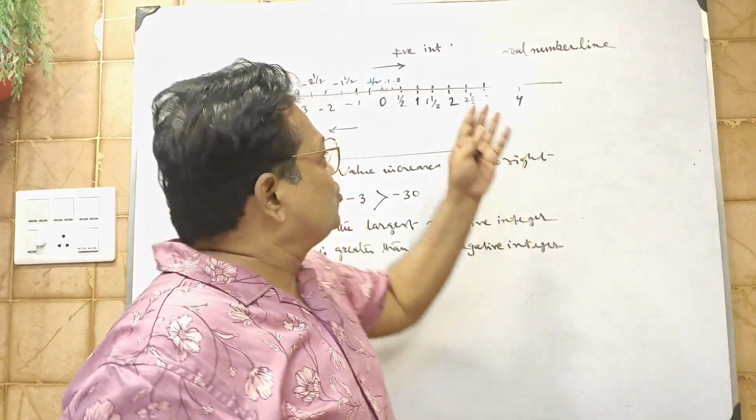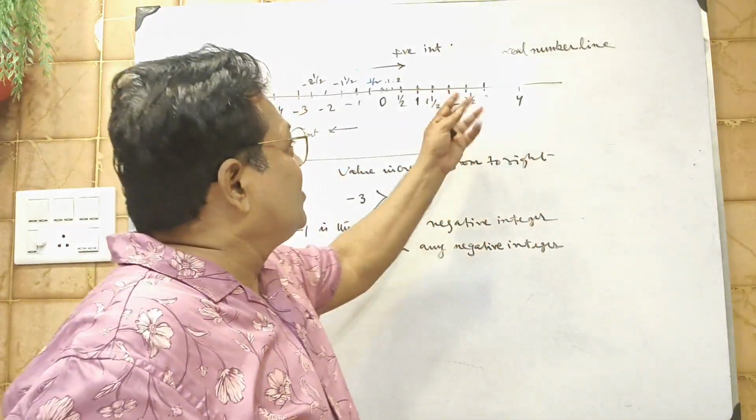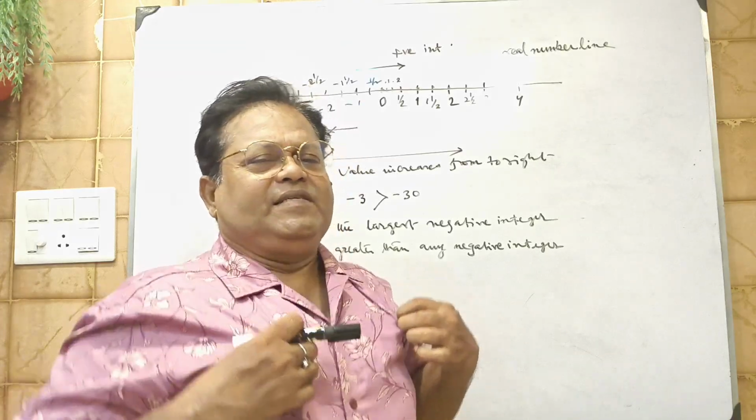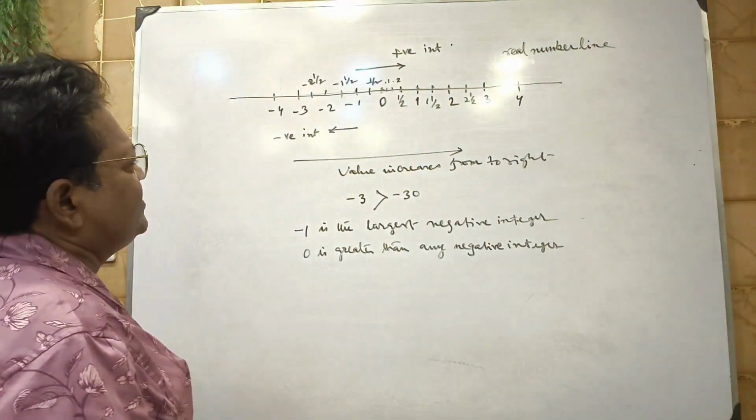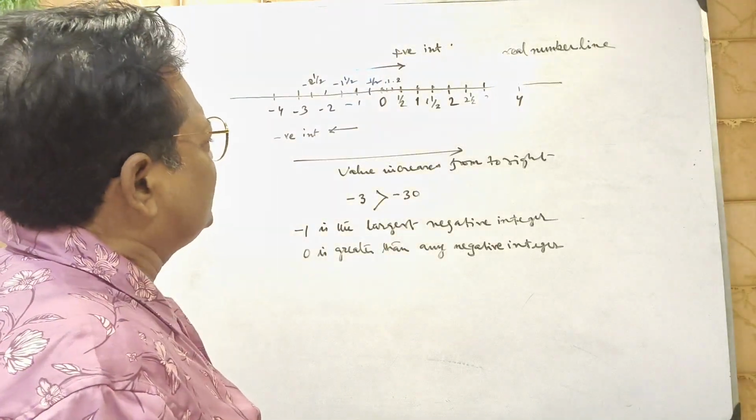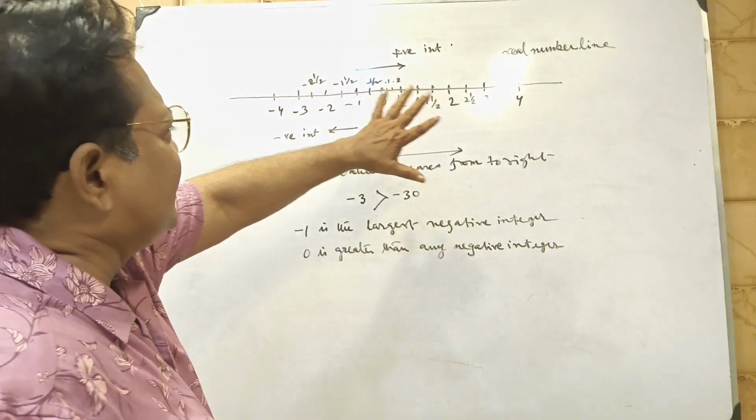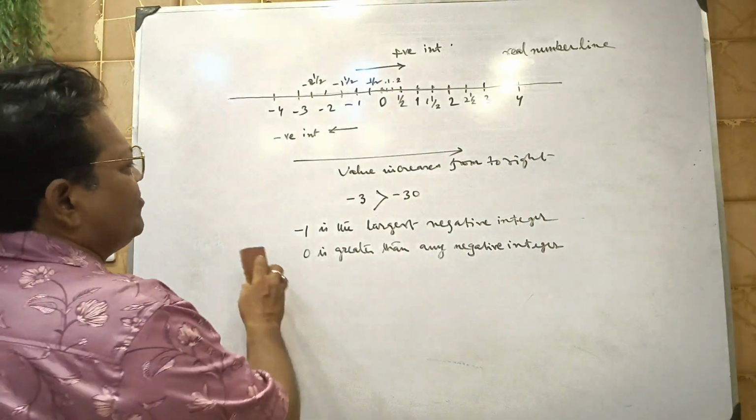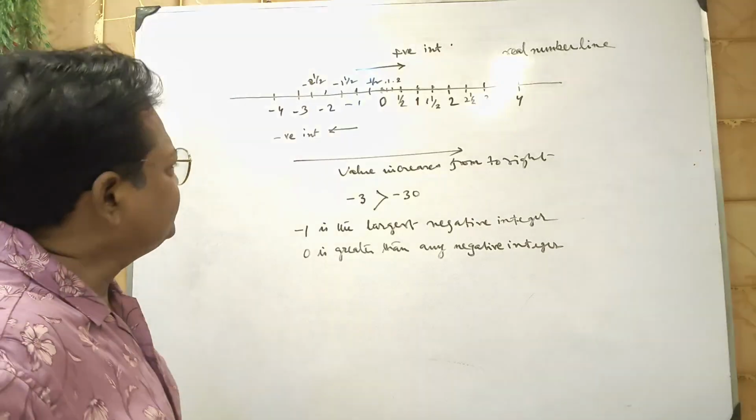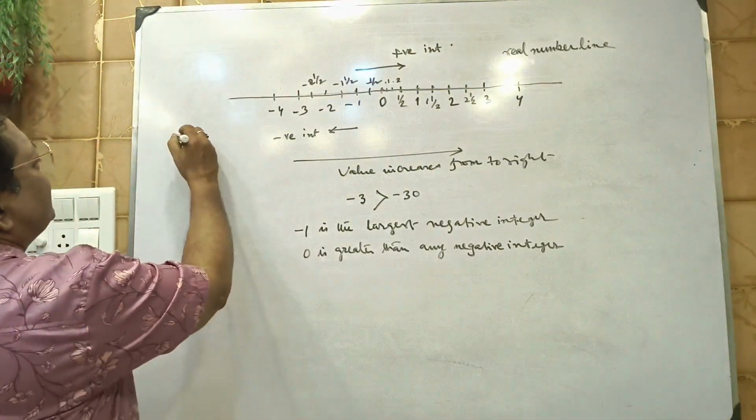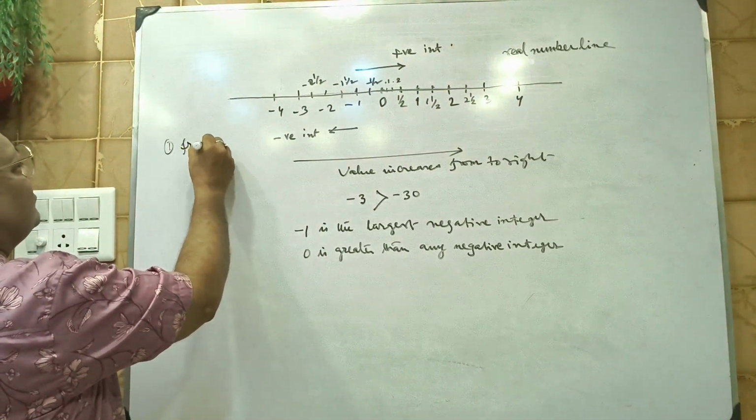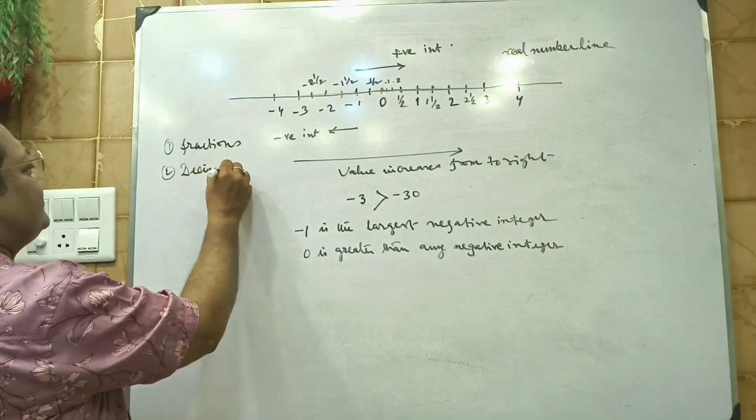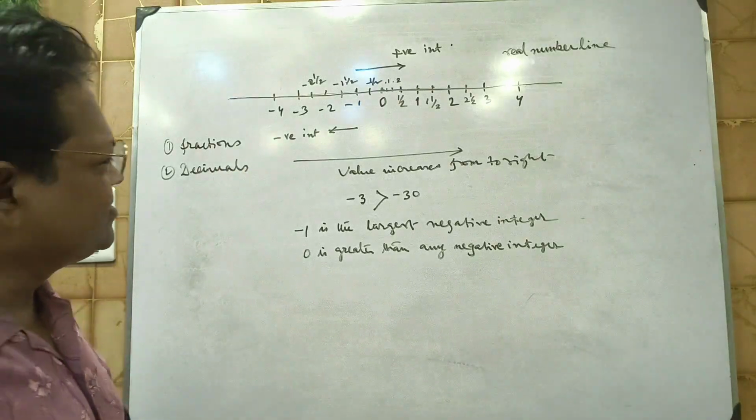But if you are asked to show the number √2 on this number line, can you draw it? Can you identify it? No, it is not so easy. It should be shown. I must show you how you will identify the irrational numbers on a real number line. But before that, I will give some idea about fractions and decimals.